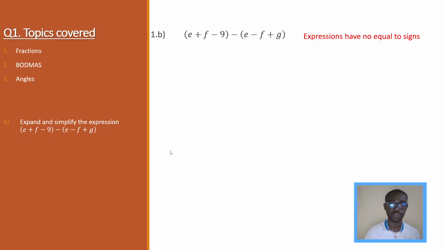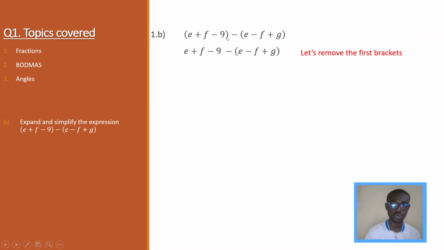So to solve this, we first have to write the expression that they have given us. And then we remove the first bracket. Since the sign before this bracket is a positive sign, there is no negative sign here, so we can just remove this bracket. And then we'll have our E plus F minus 9 dissolved into their various terms without the brackets.